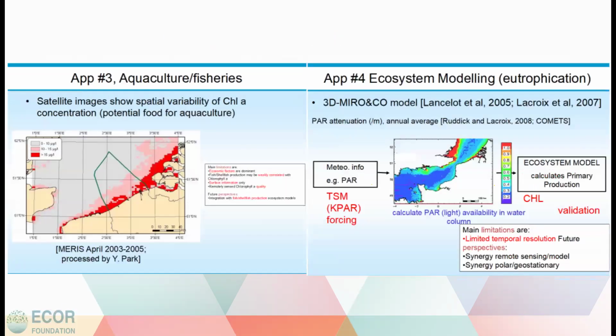Aquaculture finds the areas with good chlorophyll A levels for fish farming, and ecosystem modeling can also be achieved. It uses satellite data and 3D models to study eutrophication and primary production, though limited by time in small or hidden blooms.